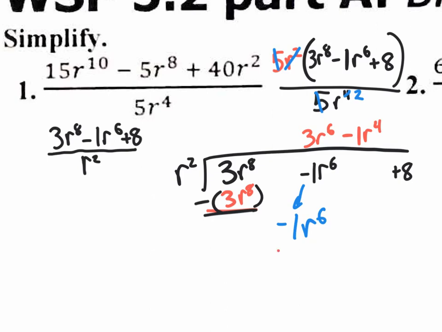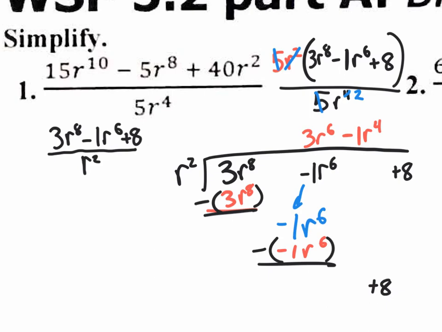So let me write that, negative 1r to the 6th. And of course we are subtracting, so we put that in parentheses with the minus. And that really becomes plus, and that cancels out. So what do we do next? We take the 8 and bring it down as well. So we have plus 8 or positive 8, and then you ask yourself, r to the second times what gets us 8? Well, you can't do it, right? So this is technically your remainder.